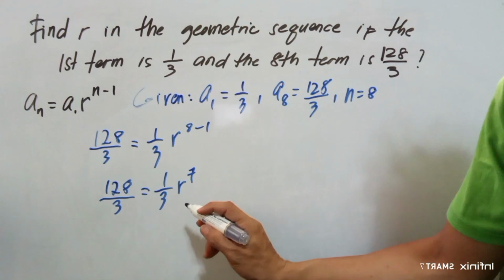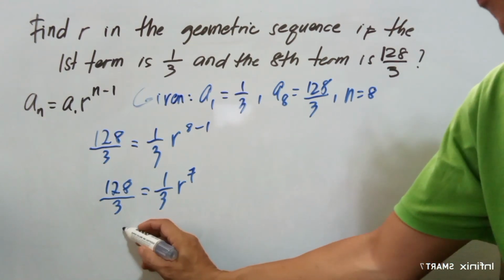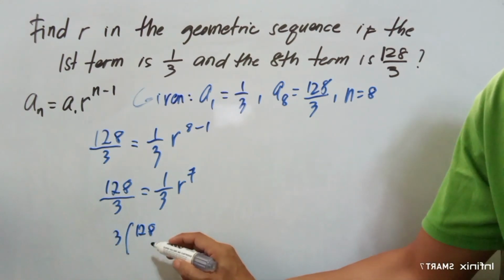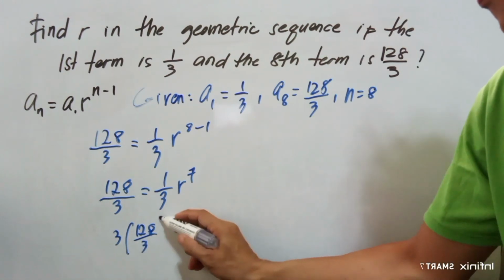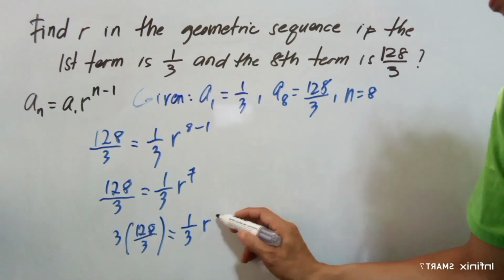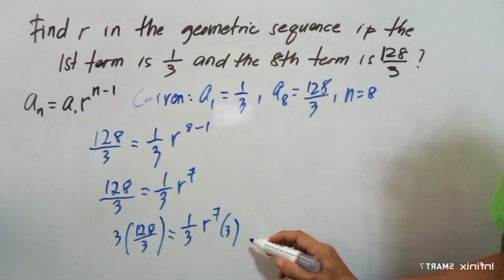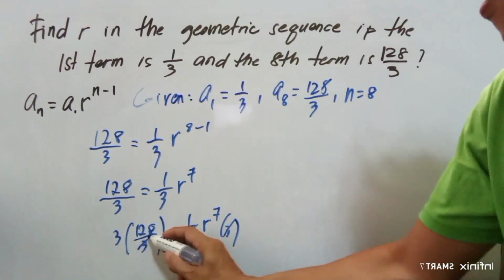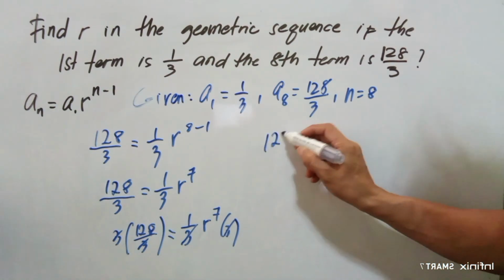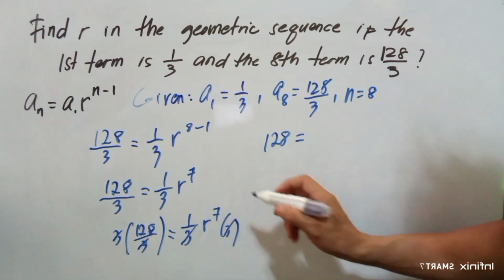Okay, ngayon, we have to multiply both sides by 3. Okay, so 3 times 128 over 3 equals 1/3 times r raised to the power of 7, multiply din natin by 3. Okay? So cancel natin yung 3. So naiwan dito sa left side, dito tayo sa taas ha, 128 equals 1 na yung naiwan times r raised to the power of 7.